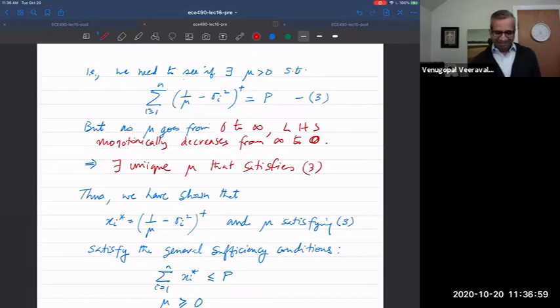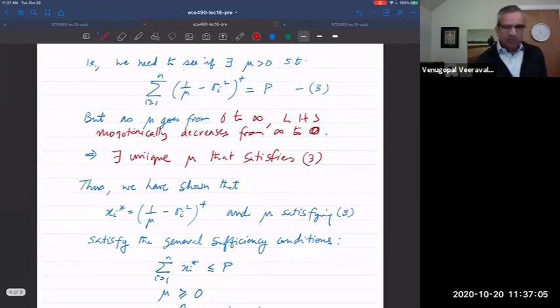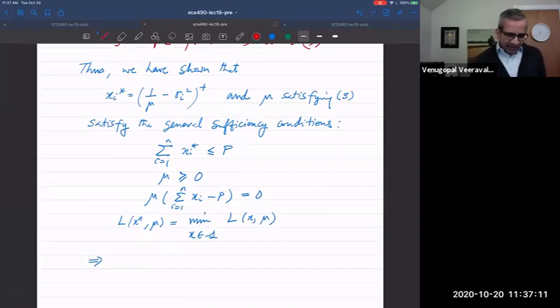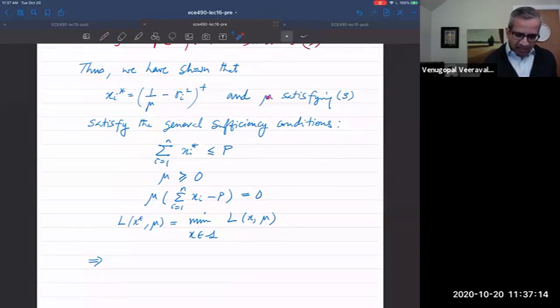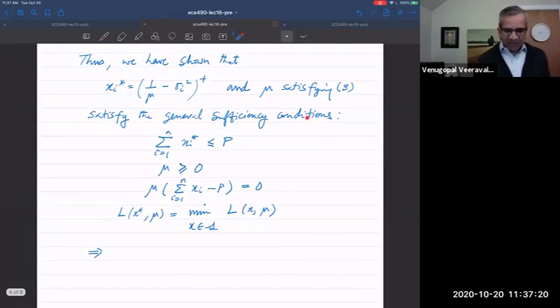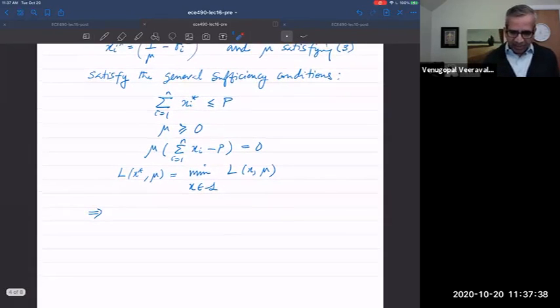So we're done. Okay. So what we have shown, and that mu is positive, of course. What we've shown is that with xi star equal to this, and mu satisfying this with the equality, we satisfy the general sufficiency conditions. Okay, we satisfy this, actually this with equality, mu being non-negative, mu times this being equal to 0, and L at x star being the minimum of this. So since we have shown all the general sufficiency conditions, this means that x star is a global min.